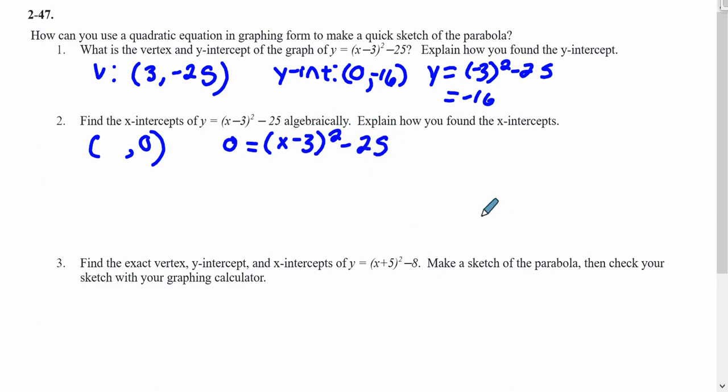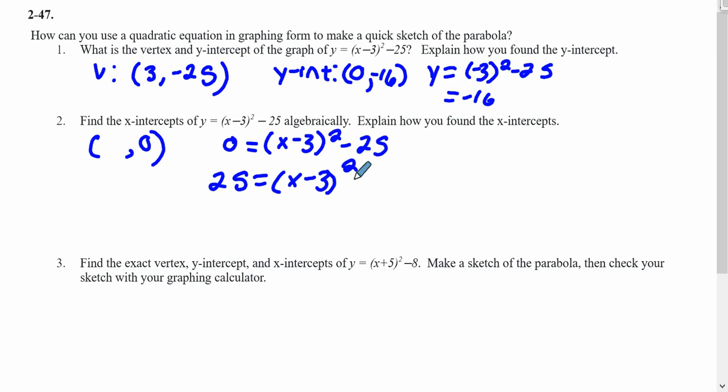Now we have to be able to algebraically solve this. So pause it for a moment, go ahead and solve. One method you could use is to expand this whole thing: x minus 3 times x minus 3 gives x squared minus 6x plus 9, and then minus 25. Or, easier in my opinion, undo those operations. Add the 25 to the other side.